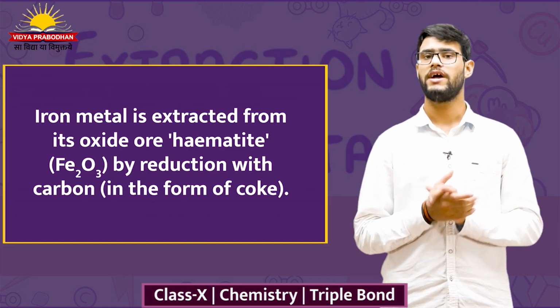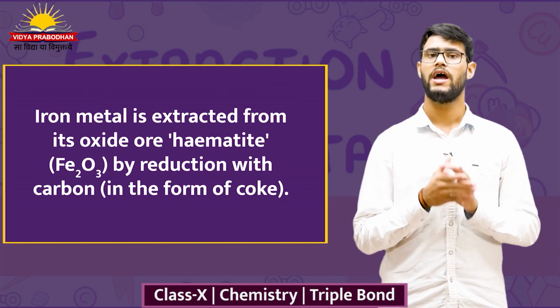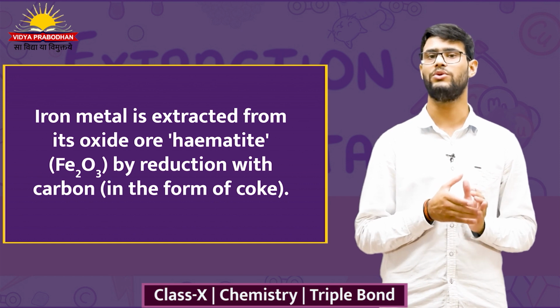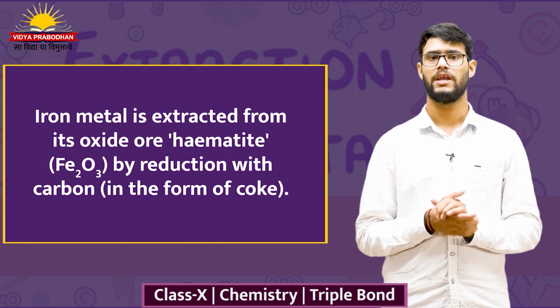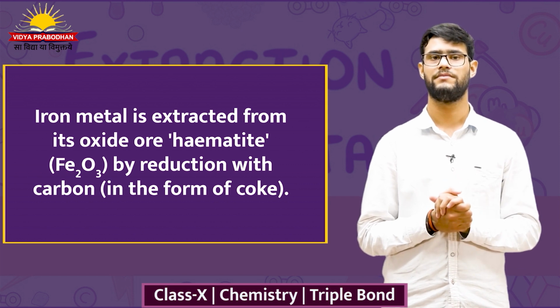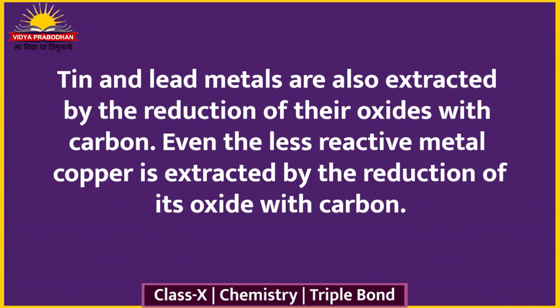Iron metal is extracted from its oxide ore hematite, that is Fe2O3, by reduction with carbon in the form of coke. Tin and lead metals are also extracted by the reduction of their oxides with carbon. Even the less reactive metal, copper, is extracted by the reduction of its oxide with carbon.